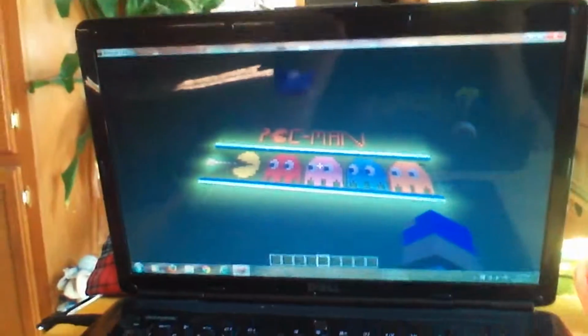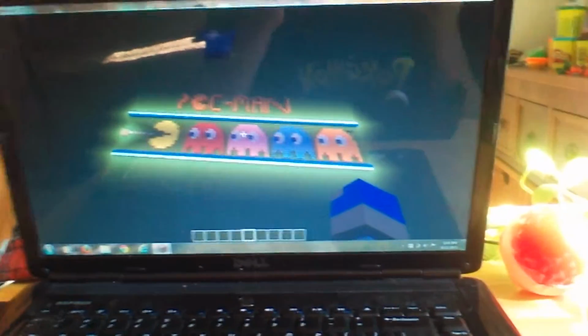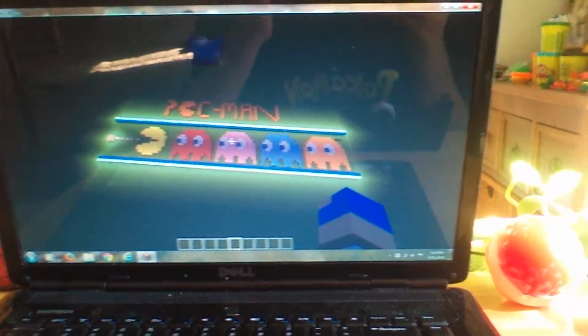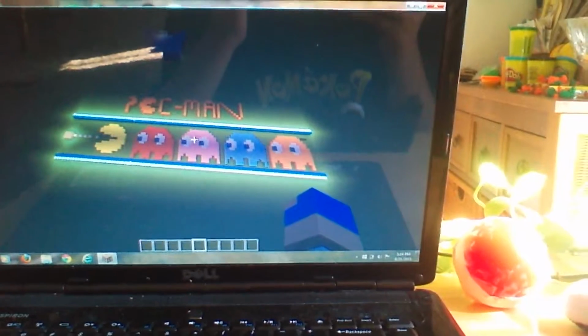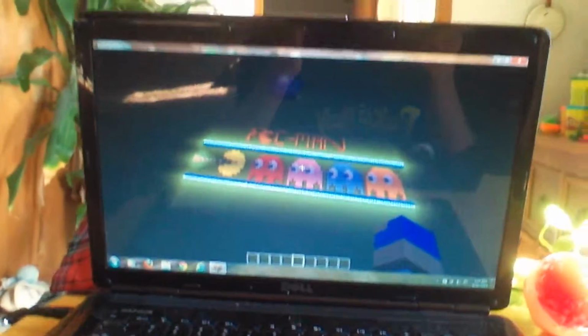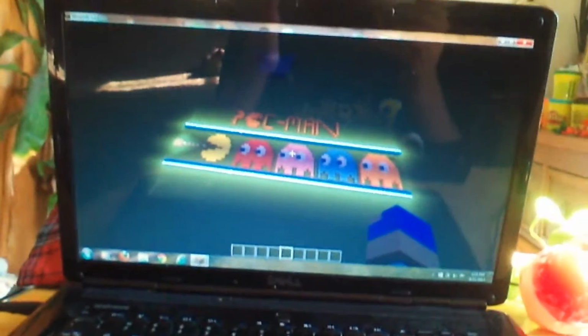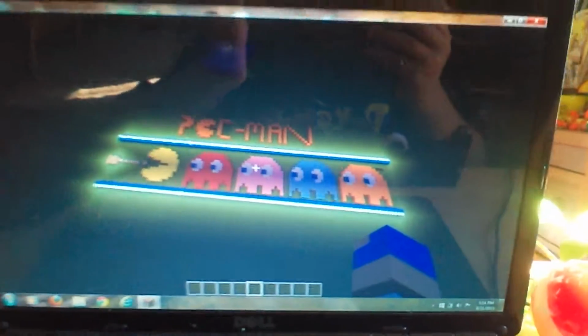So we got Pacman. We got, I think that's Blinky, and that's, I think, Pinky, and that's Inky, and that's Clyde. Yeah, I think I got it. I did the Pacman thing, and there we got the word Pacman.